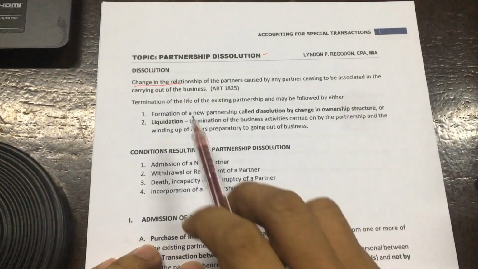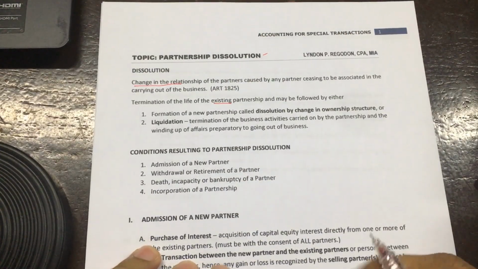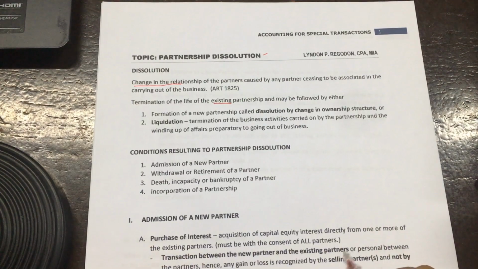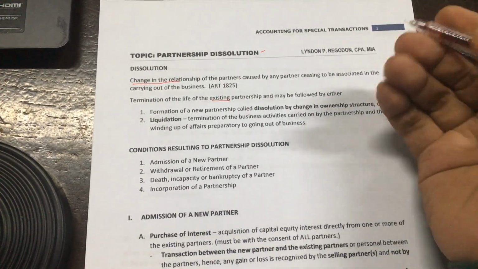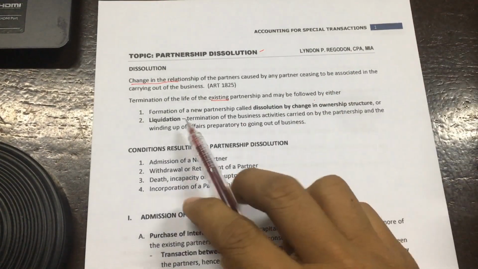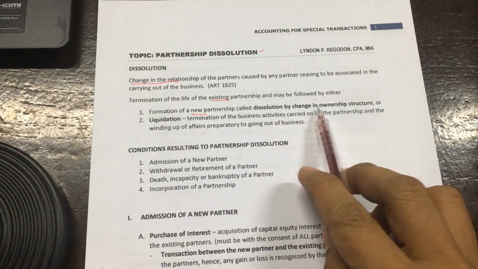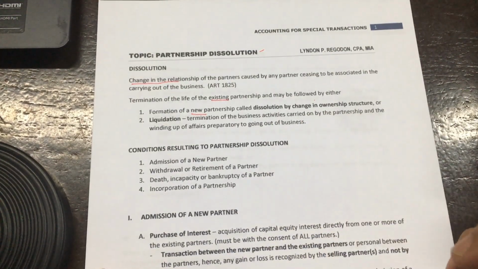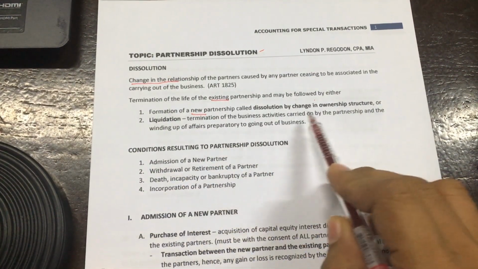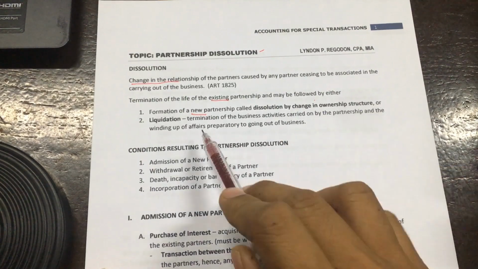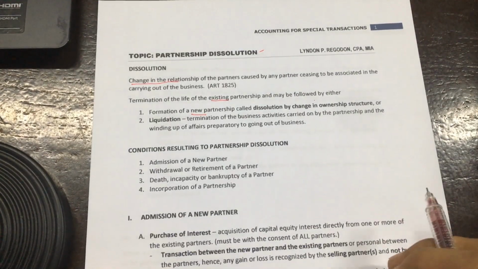Another is, it is the termination of the life of the existing partnership. Once na-dissolve yung partnership, na-terminate yung life ng existing partnership and it may be followed by either formation of a new partnership caused by dissolution by change in the ownership structure, or liquidation. Liquidation is the termination of the business activities carried on by the partnership and the winding up of affairs preparatory to going out of the business.